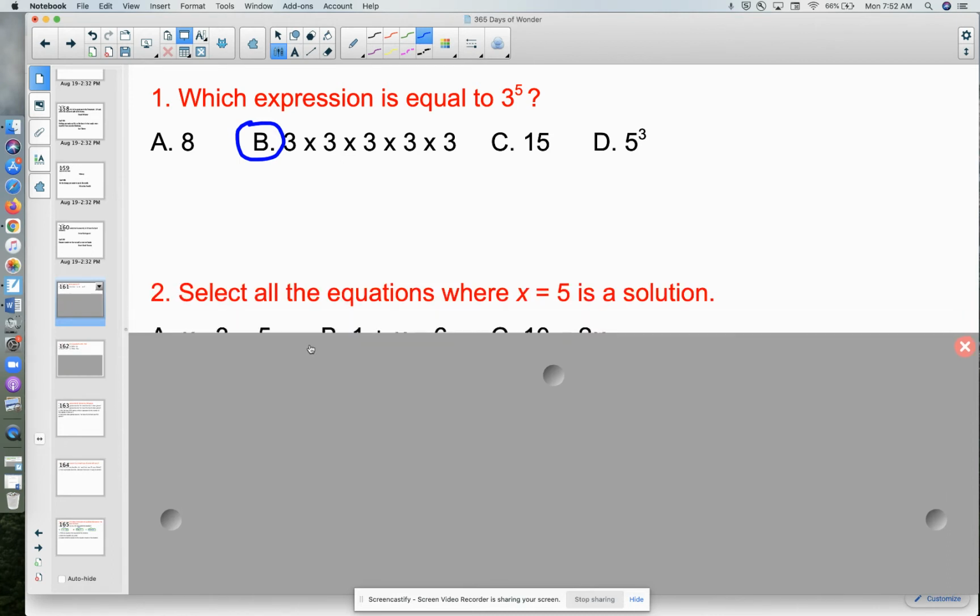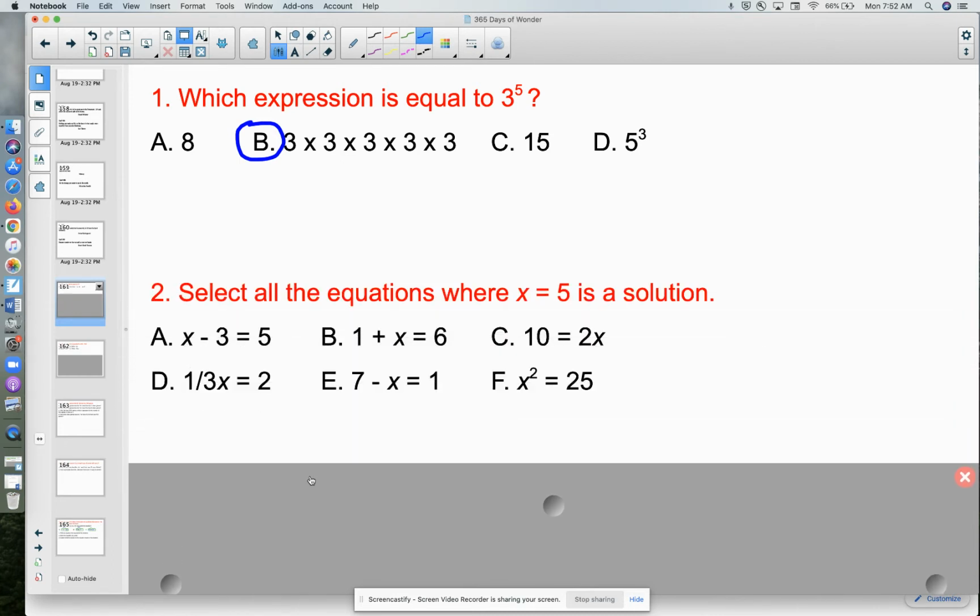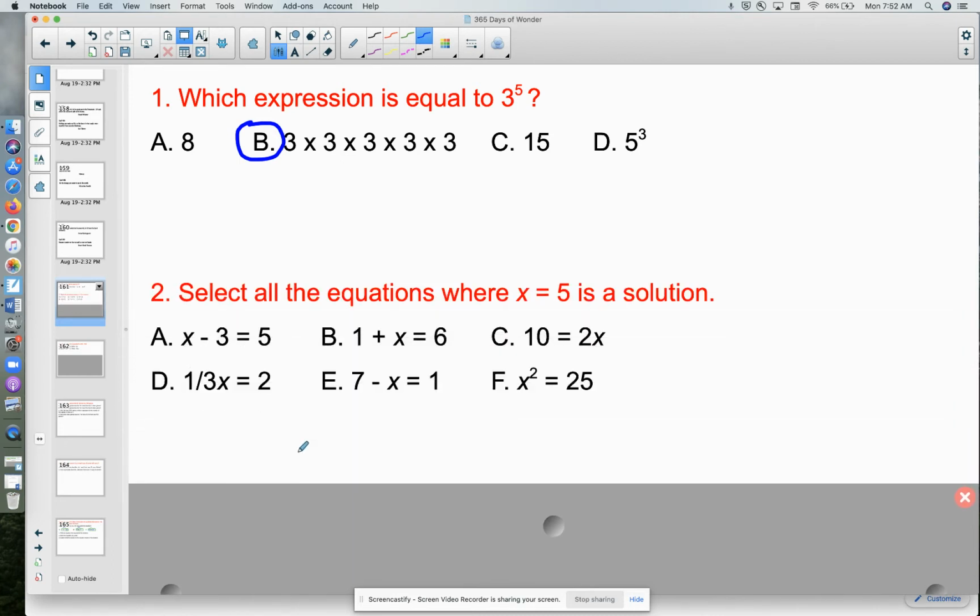Okay. Number 2, select all the equations where x equals 5 is a solution. If I put 5 minus 3, that's 2. So would that be true? No. If 1 plus 5, does that equal 6? Yes. 10 equals 2 times 5. Does that make sense? Is 2 times 5 equal 10? Yes.